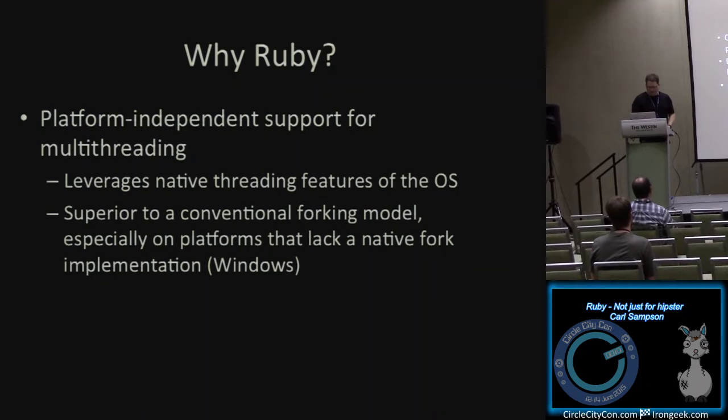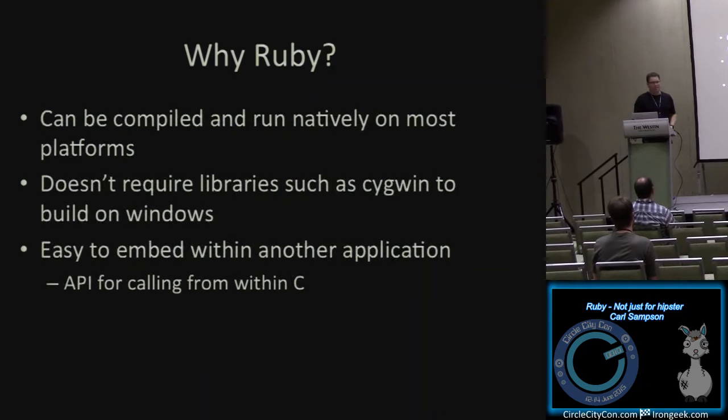So it can be compiled and run natively on most platforms. It doesn't require things like Cygwin and other dependencies to run, like Perl and other things do. So that makes it really nice. It's really easy to build on anything. It's also easy to embed within other applications. It gives you the C header files that you can use and then link to it, so you can actually have a Ruby instance running within your application, or you can do things like that.